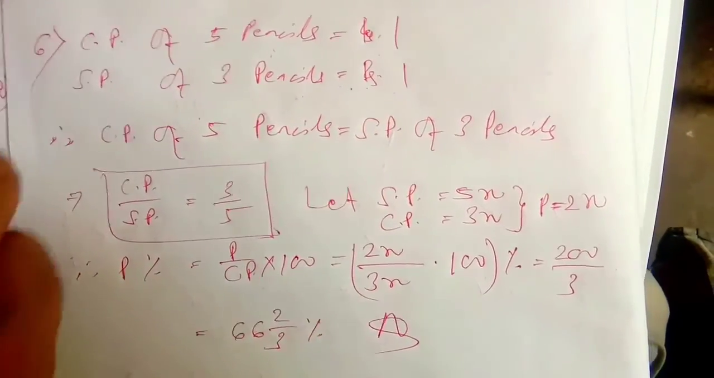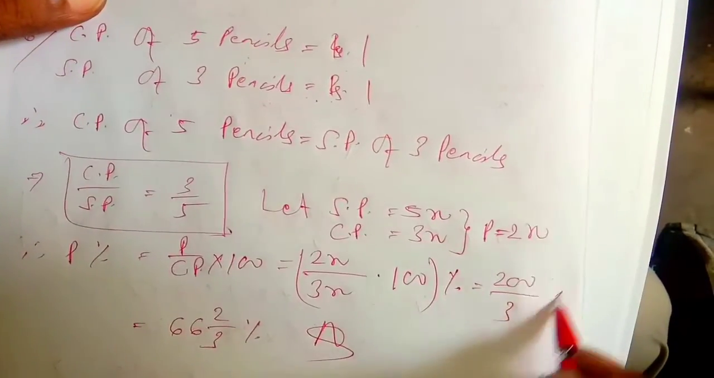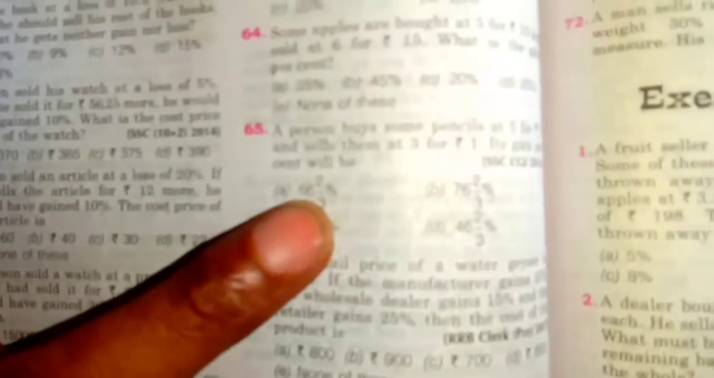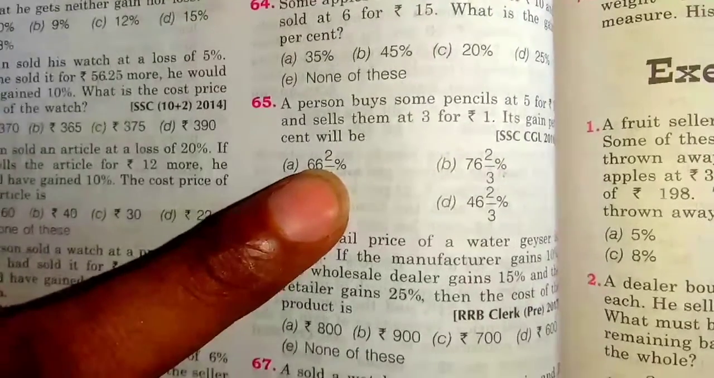Of the 4 options given, the correct option is the first option, 66 2 by 3%. This is the last question I am doing today, but next day I will continue the same chapter.